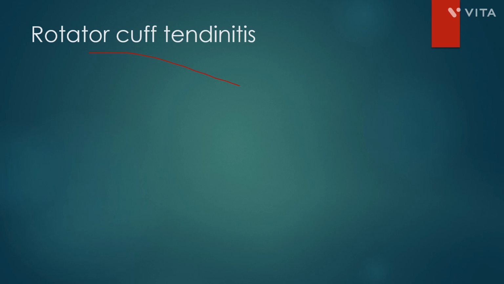Rotator cuff tear is when there is a problem with the abduction, and the drop arm test is positive. But in this question, it was said that the drop arm test is negative. There is tenderness over there. That is rotator cuff tendinitis.